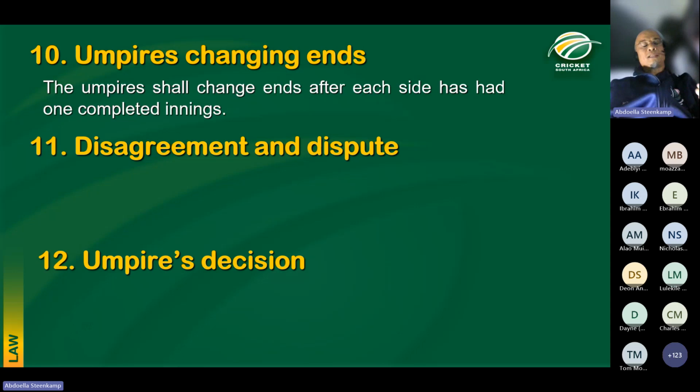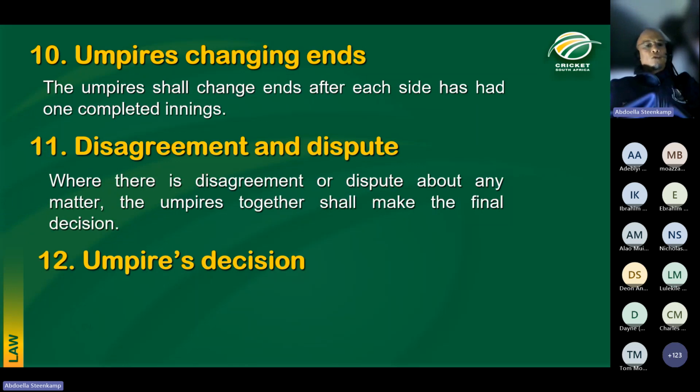So side A batted in their first innings and was dismissed, let's say, for 300. Side B then went in for their first innings and they were dismissed for, let's say, 250. So after side B was dismissed, now both sides have batted for an innings. Now the umpire needs to change ends.